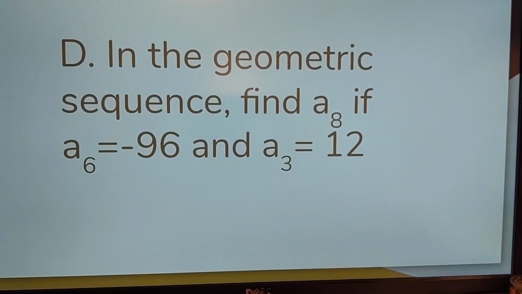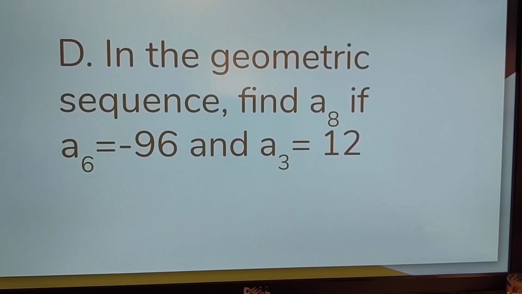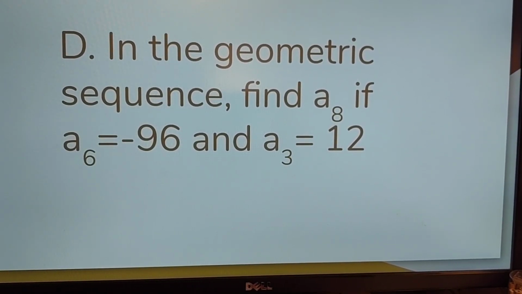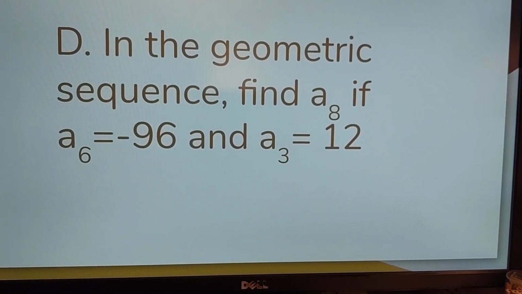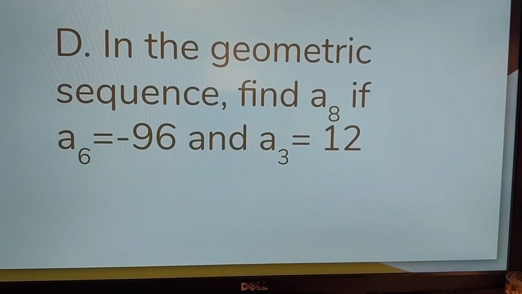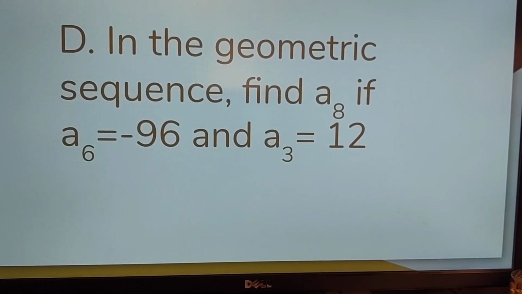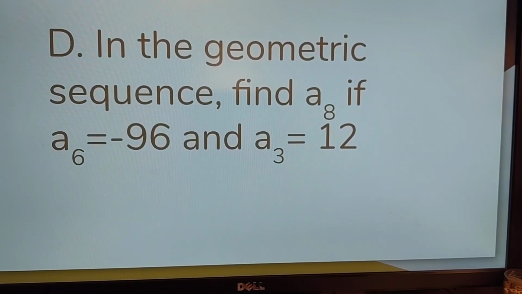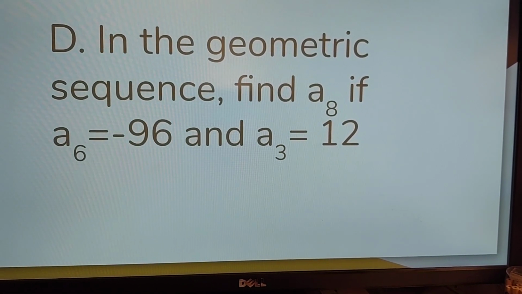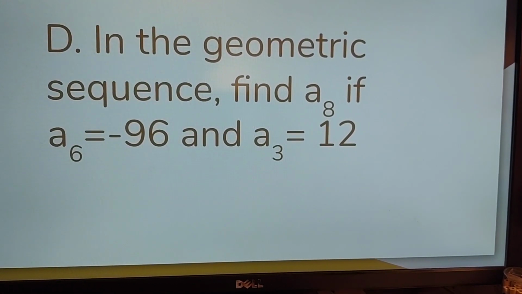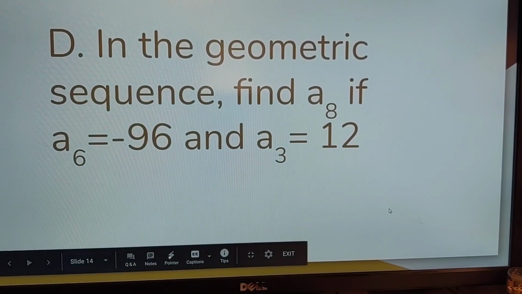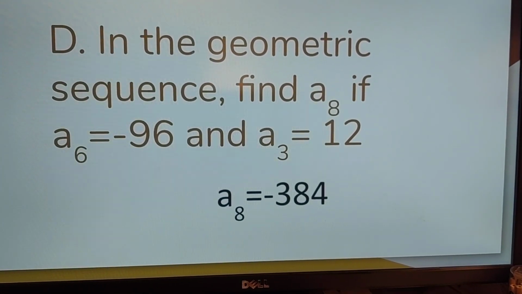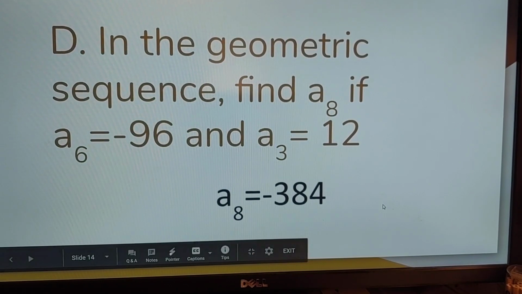All right, final question. In the geometric sequence, I need you to find the 8th term, given that the 6th term is -96 and the 3rd term is 12. You are looking for the 8th term. Again, a lot of great ways to do this. Maybe you want to use the generalized explicit formula, find r, and then write an explicit formula and plug in n equals 8. Whatever way you choose, but did you get the answer of -384?